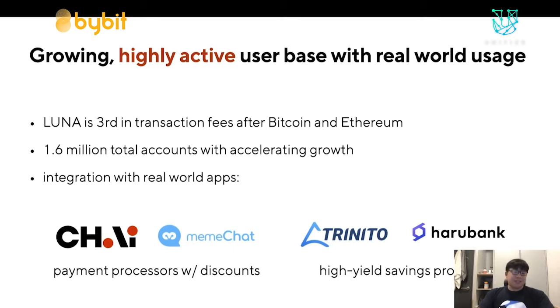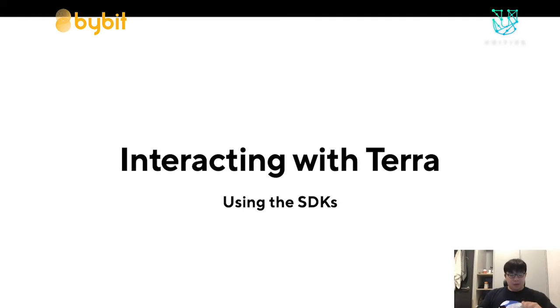Another interesting use case that Terra has been implicated in is with high yield savings products. Terra provides this stability feature where for Harubank and Trinito, you can deposit KRT and earn high interest on that KRT compared to a traditional savings account with a bank.